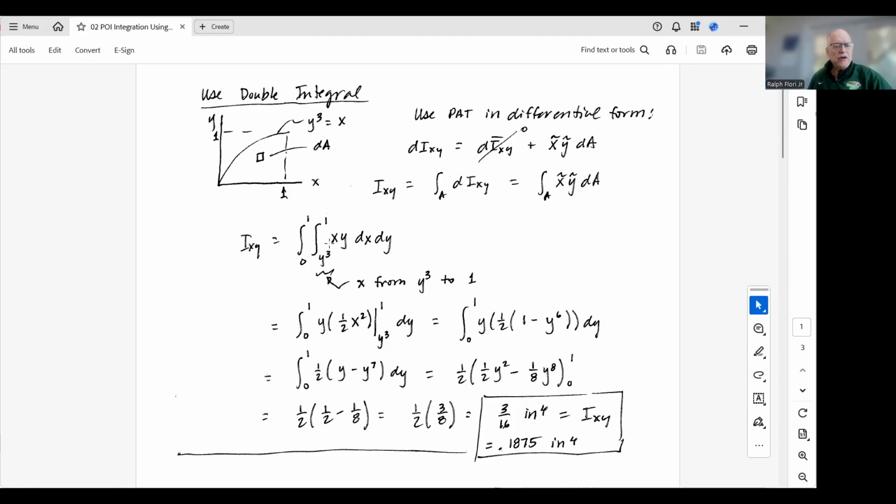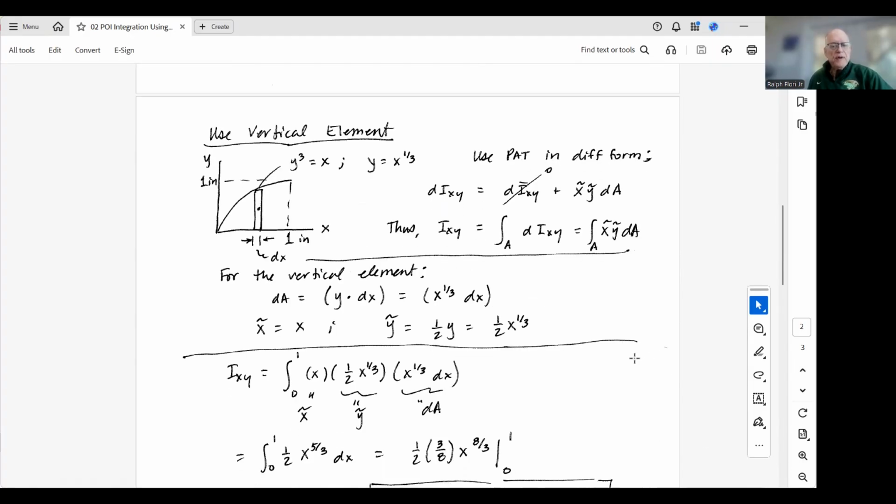If you choose a double integral, taking dA to be dx dy, in this case I took x from y cubed to 1, and then y from 0 to 1. You could have done it differently, but I did it that way. Evaluate the double integral, put it into your calculator, and you get 3/16 inches to the fourth, or 0.1875.